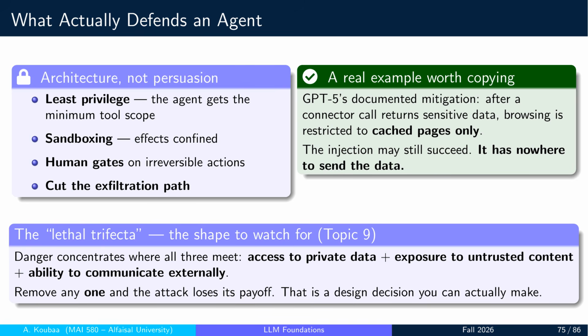Now, the lethal trifecta at the bottom, which is the shape to watch for. Danger concentrates where 3 things meet: access to private data, exposure to untrusted content, and the ability to communicate externally. And this isn't abstract for me. API keys do leak. I've had keys leak and lose $100 or $200 within minutes, generating images at scale before anything caught it. Private data, untrusted content, and an outbound channel. That's the whole recipe. And coding agents today sit on all 3. Remove any one of the 3, and the attack loses its payoff. That's a design decision you could actually make in your own project this semester.